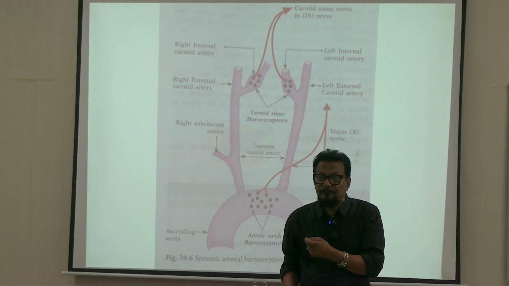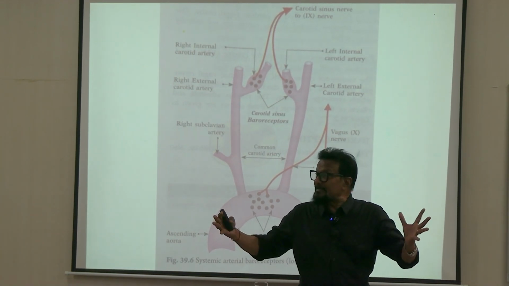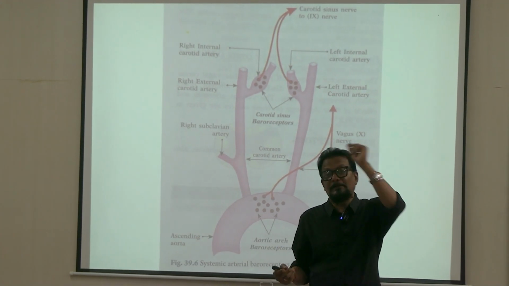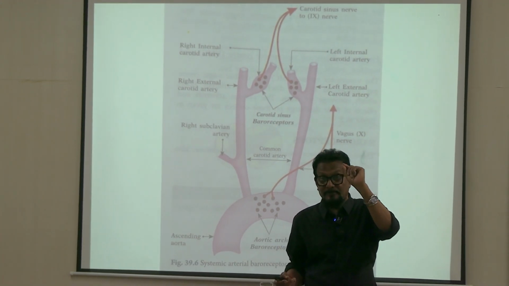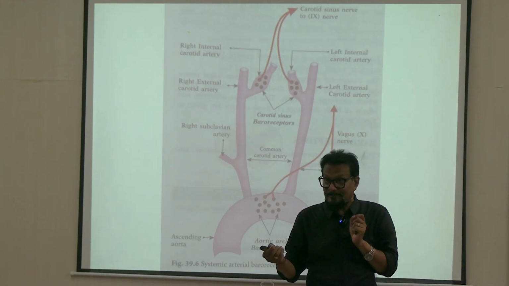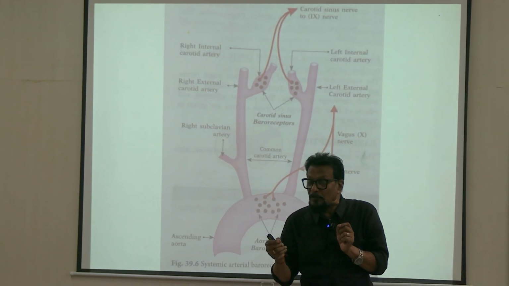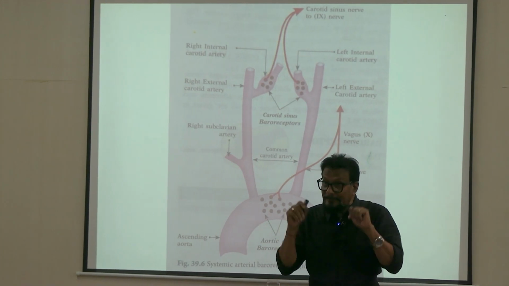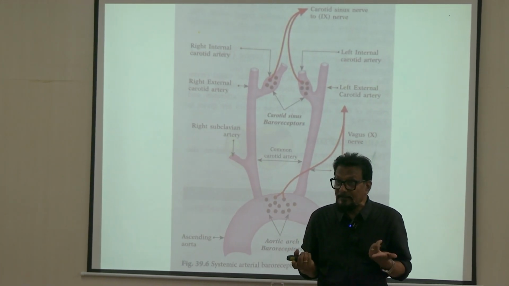What is happening in the baroreceptor? If the pressure is increased, the baroreceptors will be stimulated. Now the stimulation will come to the nucleus tractus solitarius. So now it will influence the vasomotor center, the pressor area or depressor area. What is to be done? Pressure is increased. Now what is to be done? Pressure is to be decreased. How can it be decreased?